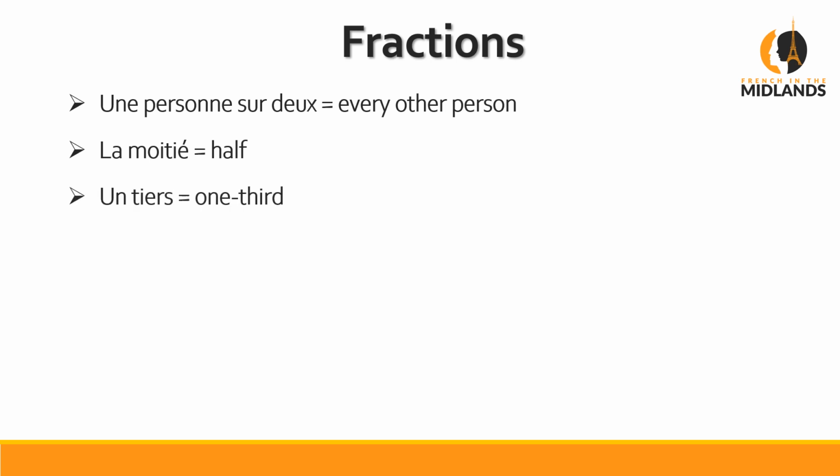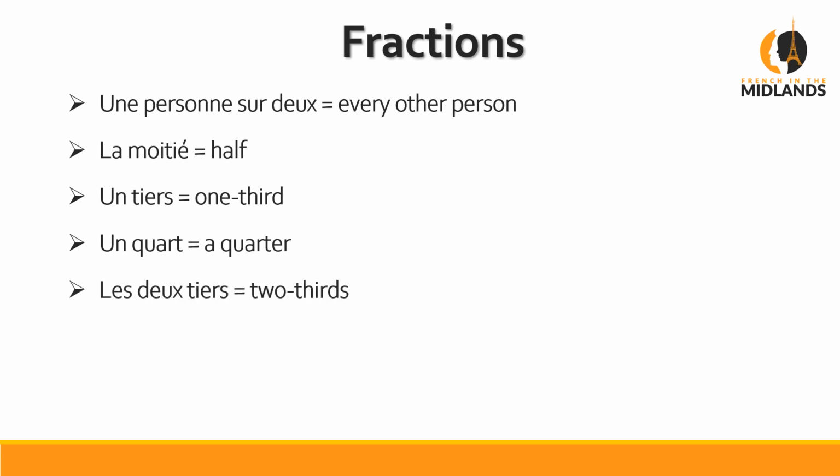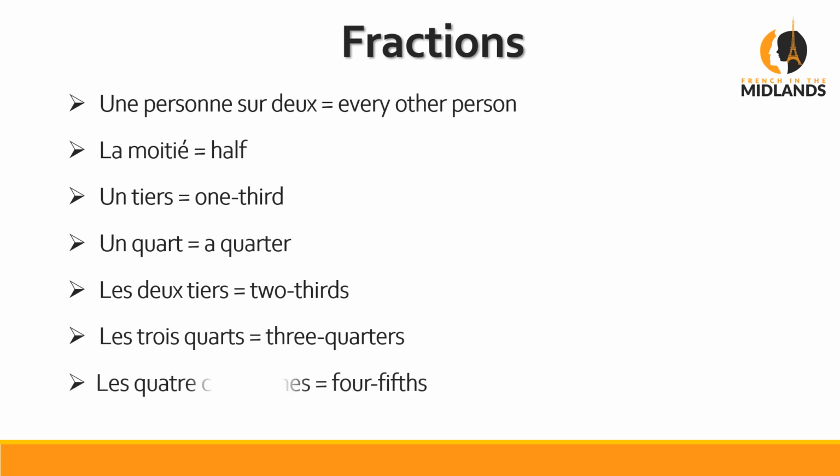Un tiers is 1/3. Un quart is a quarter. I know it looks almost exactly like the word quart, but bear in mind in French, we don't say the QU the same way as you do, and we don't say the T on the end of the word, c'est quart, like C-A-R, literally. Les deux tiers is 2/3. Les trois quarts, 3/4. Les 4/5, 4/5. I think you get the idea.